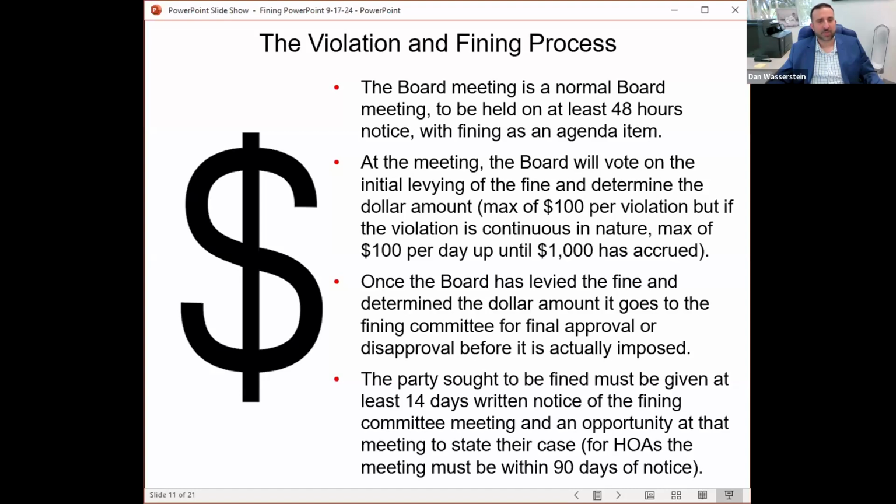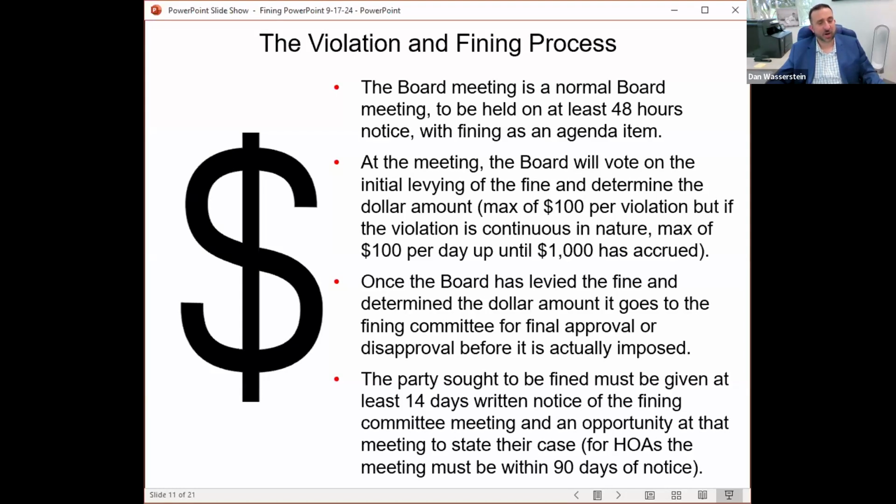Generally, it's going to be a maximum of $100 per violation, up to $1,000. The board does, especially in an HOA, have the ability to go beyond those numbers if you amend your governing documents. But generally speaking, it's $100 per day, or if it's one of those one-offs, $100 per incident or occurrence. And if it's continuous, it can go up to $1,000, which is the maximum permitted by default under the statute for a fine in either a condo or an HOA.